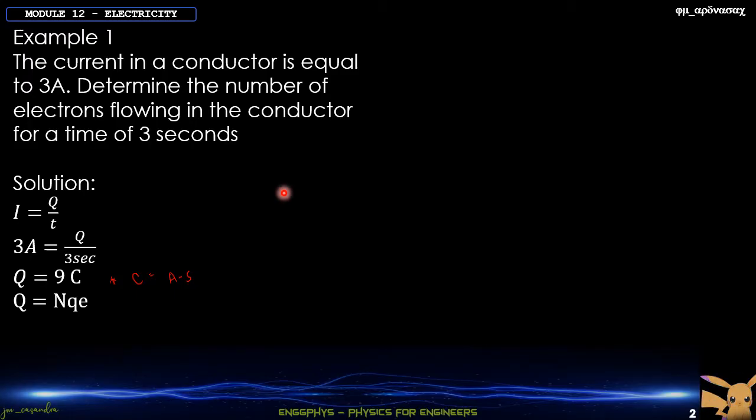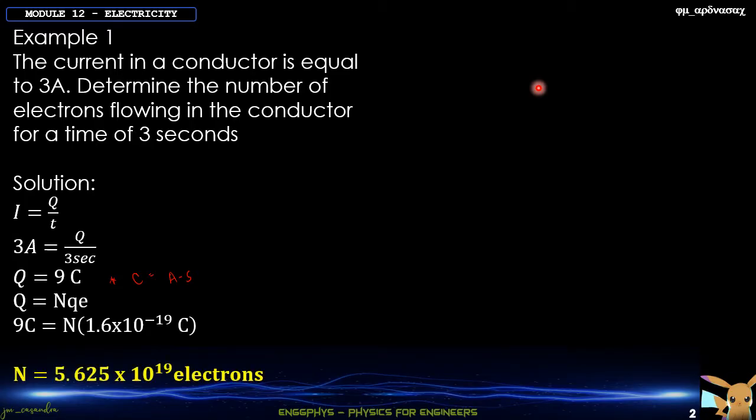So we have solved for our total charge. So substituting now our value, 9 coulombs is equal to N times the charge of an electron, which is 1.6 times 10 raised to negative 19 coulombs. So in here, we'll now be able to solve for the number of electrons flowing for a time of 3 seconds as equal now to 5.625 times 10 raised to 19 electrons.